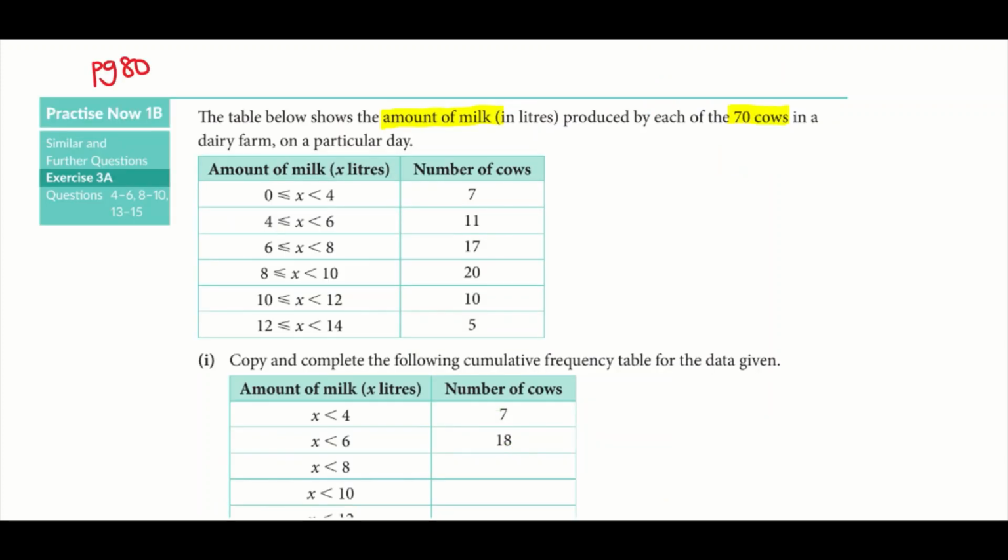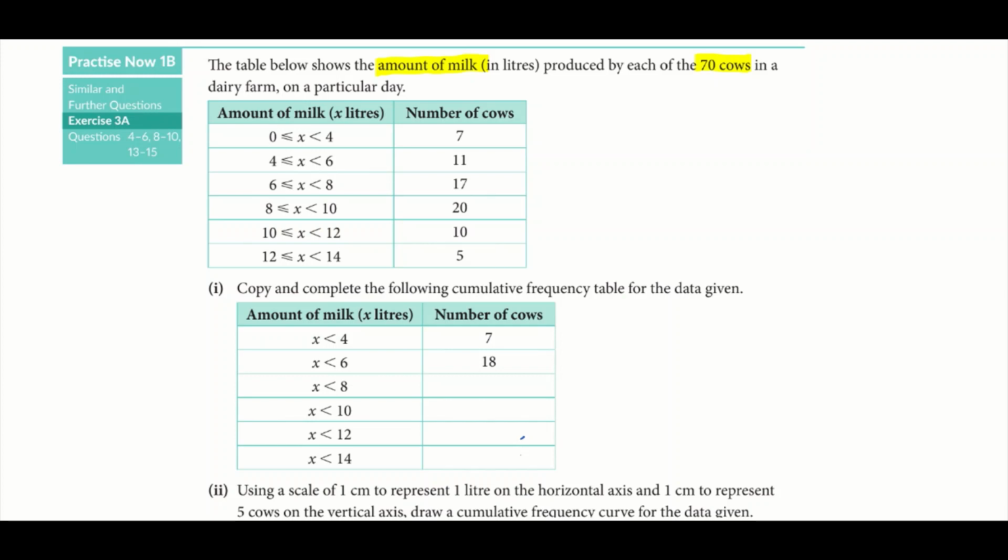This question shows the amount of milk produced by 70 cows, and different cows produce different amounts of milk. First of all, complete the cumulative frequency table. They have given you a hint. We start from number 7. How do we get 18? We just add 11, because 11 is the number of cows in the next class interval.